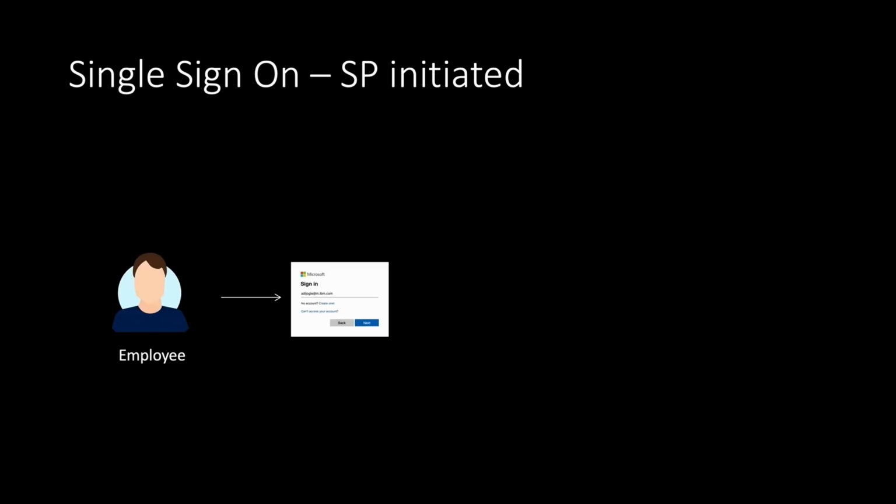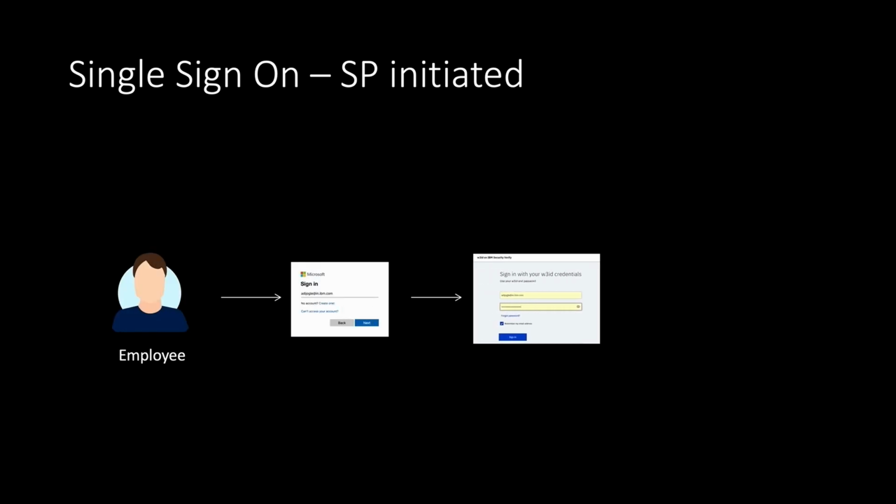Let's see another usage pattern, service provider initiated single sign-on. Here, an employee directly tries to access an application like Outlook, let's say. Now, as part of the login process, they are directed back to the organization's login page, and using the organization's login credentials, employees can then seamlessly access the internet applications.